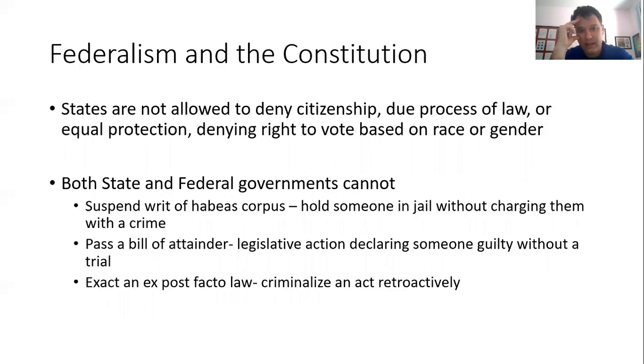States are not allowed to deny citizenship because naturalization is one of the express powers of the federal government. Citizens are promised due process of law, and that's in the 5th Amendment and then also the 14th Amendment. Equal protection is there as well. And states cannot deny voting rights based on race or gender, and those are laid out within amendments in the Constitution, the 15th and the 19th, and the women's right to vote.